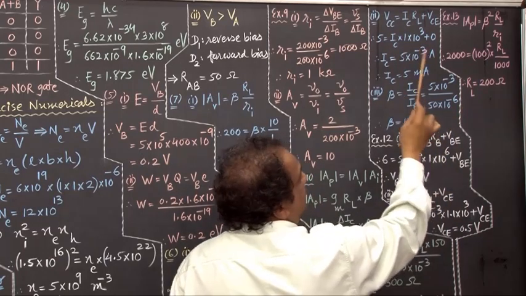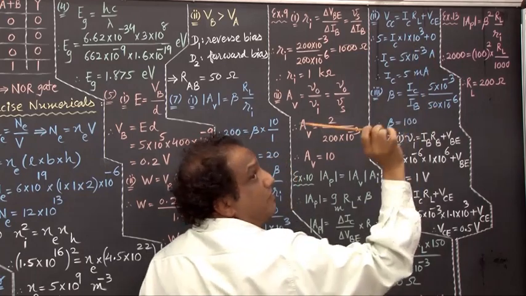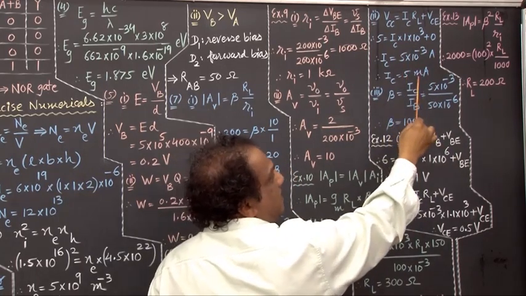Now find out IC. It comes out to be 5 into 10 raised to minus 3 ampere. But 10 raised to minus 3 ampere is nothing but 1 milliampere. So this is as good as 5 milliampere.